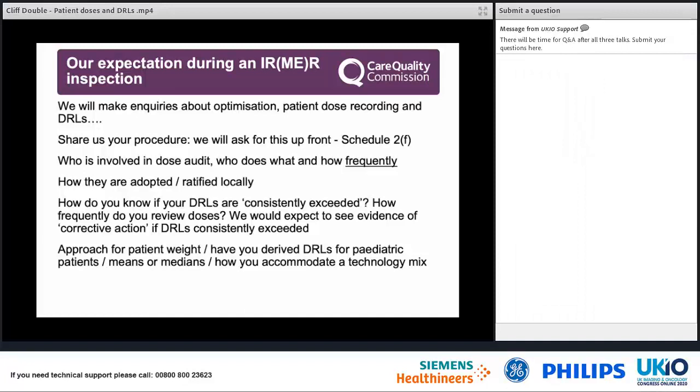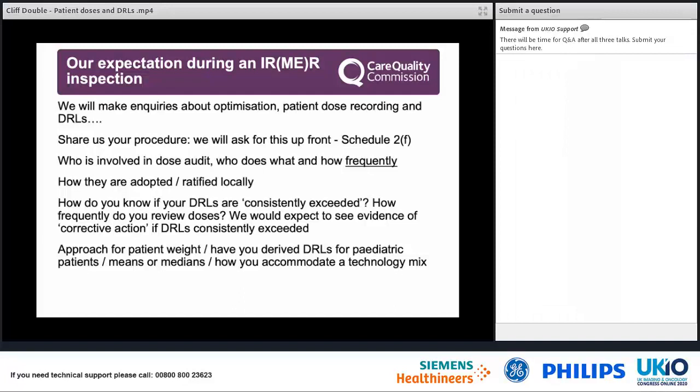We'll ask, how do you know if your DRLs are consistently exceeded? How frequently do you review your doses? And we'd expect to see evidence of corrective action if DRLs are consistently exceeded. We'll ask what your approach is for patient weight and how you've derived DRLs for paediatric patients, and whether you've used means or medians, or how you accommodate the technology mix which we described just in the last slide. In terms of the frequency, you may want to focus on CT in 1 year, fluoro and interventional and theatre exposures in the next, plain film, mobile and dental, perhaps all in a 3 year cycle.